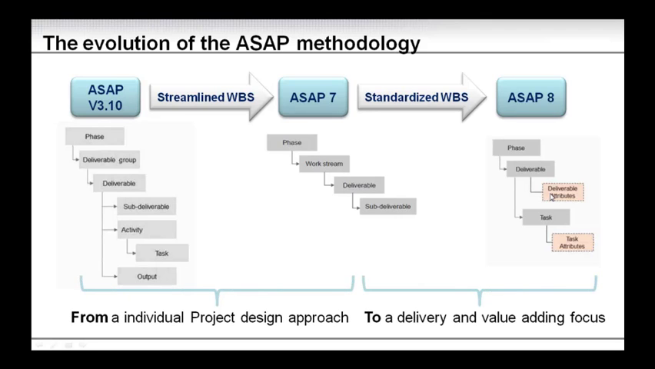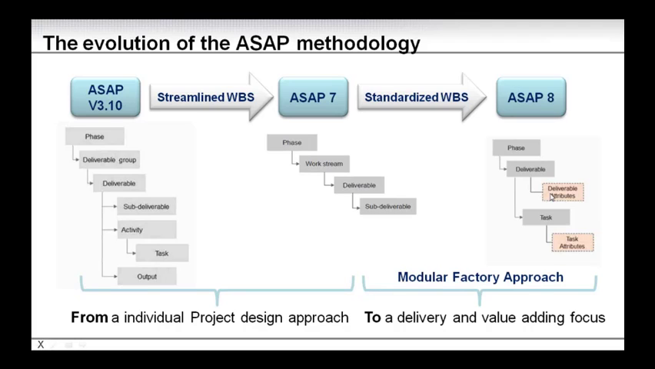So in short, you can say here at the bottom that you went from ASAP 3.10 to ASAP 7. You went from an individual project design approach to a more streamlined, but still a design approach. And from 7 to 8, you evolve into a more delivery and value focused approach, also called a modular factory approach. So you were saying, I want to be able to rapidly deploy SAP. I want to have it very streamlined, very standardized, and I want to adopt a modular approach where it's easy to get started.